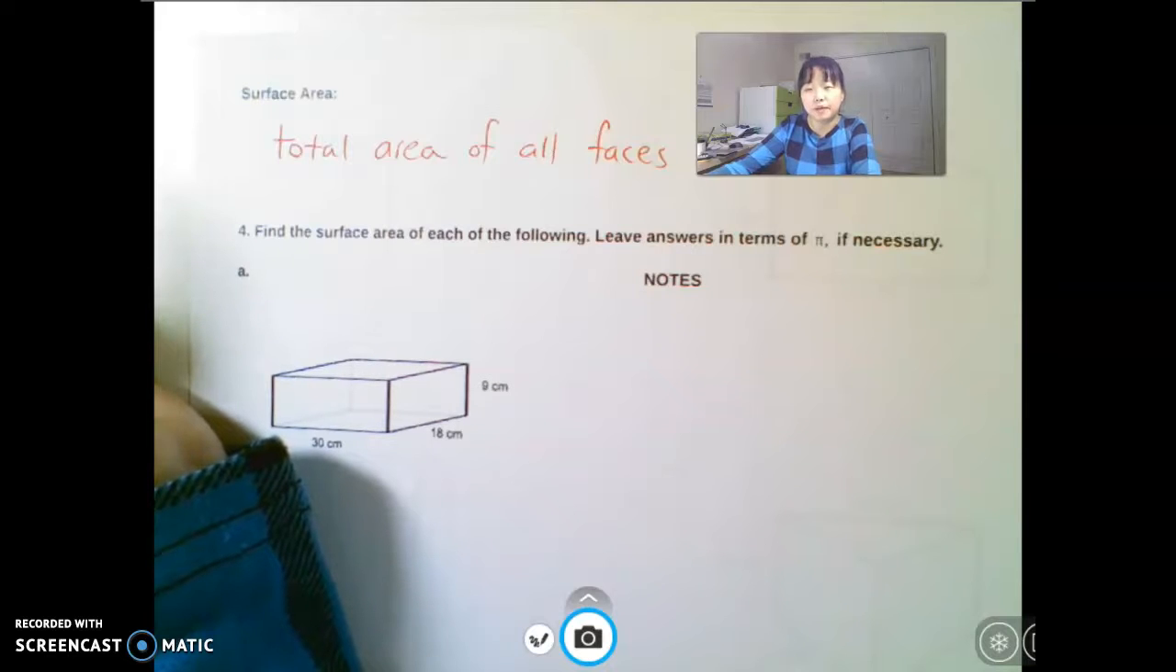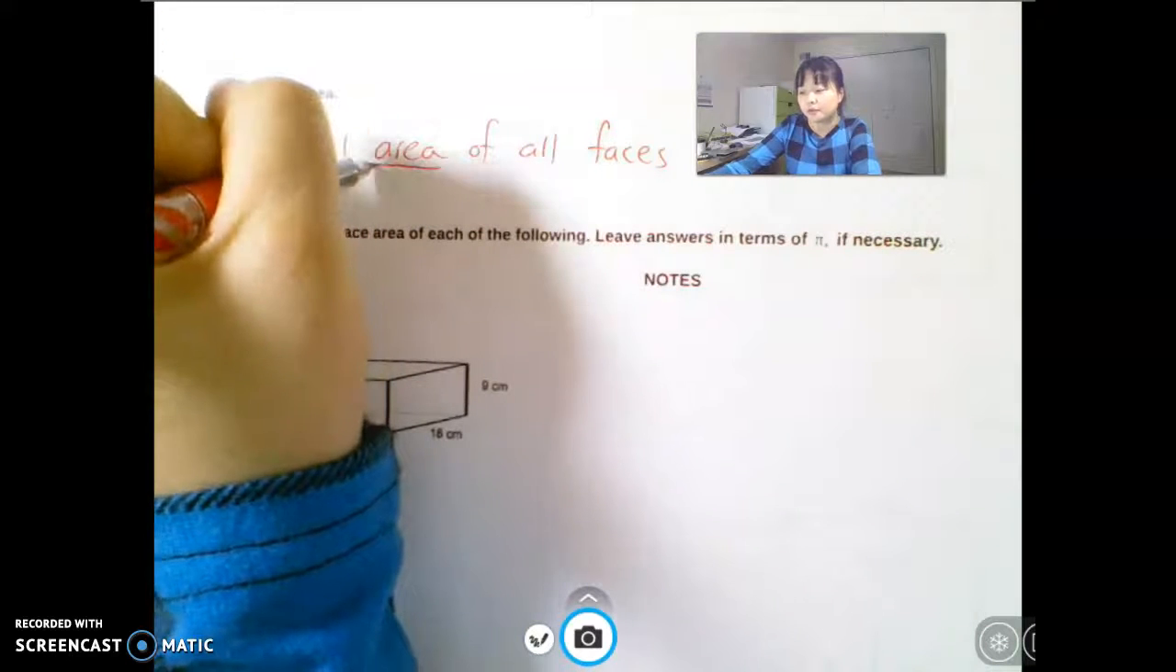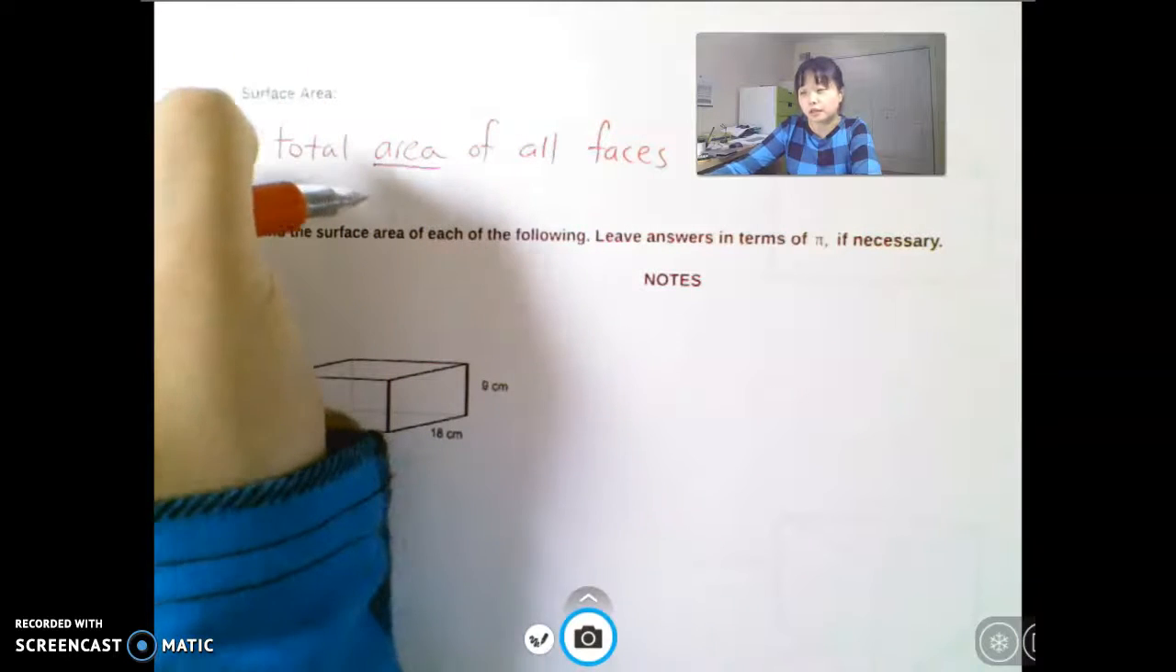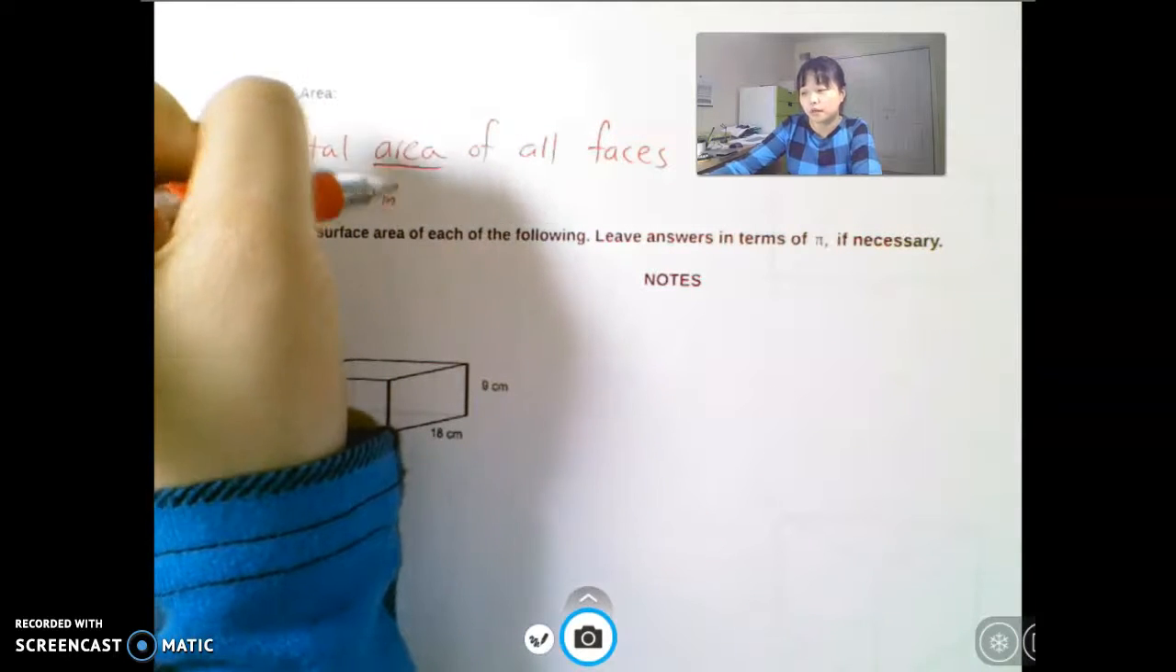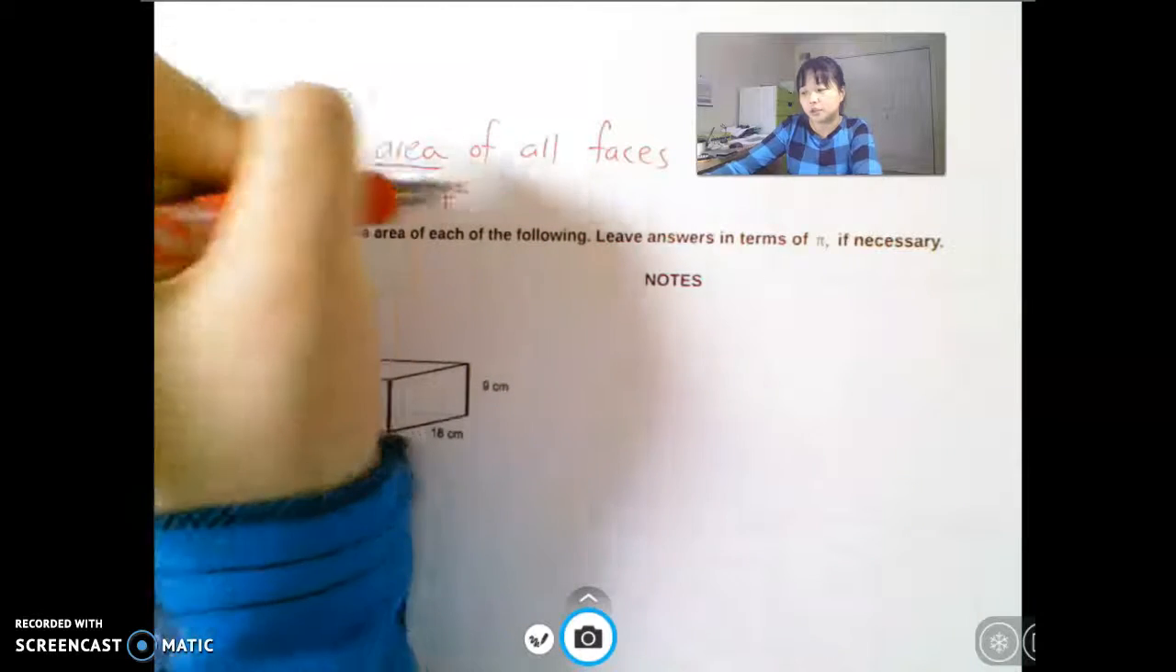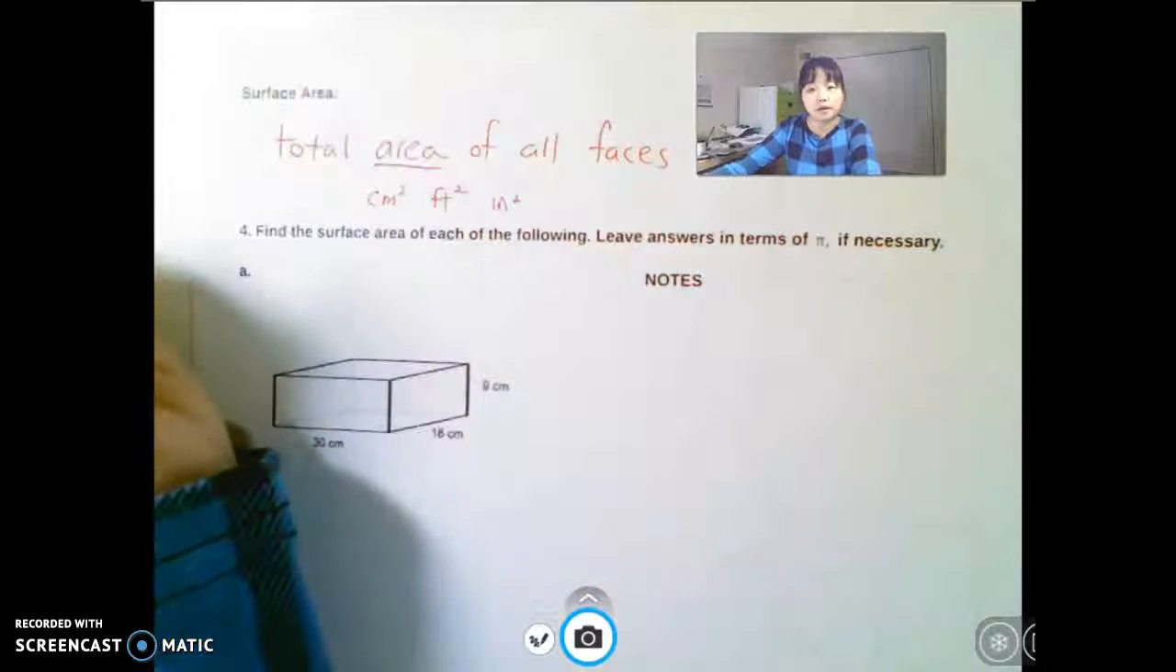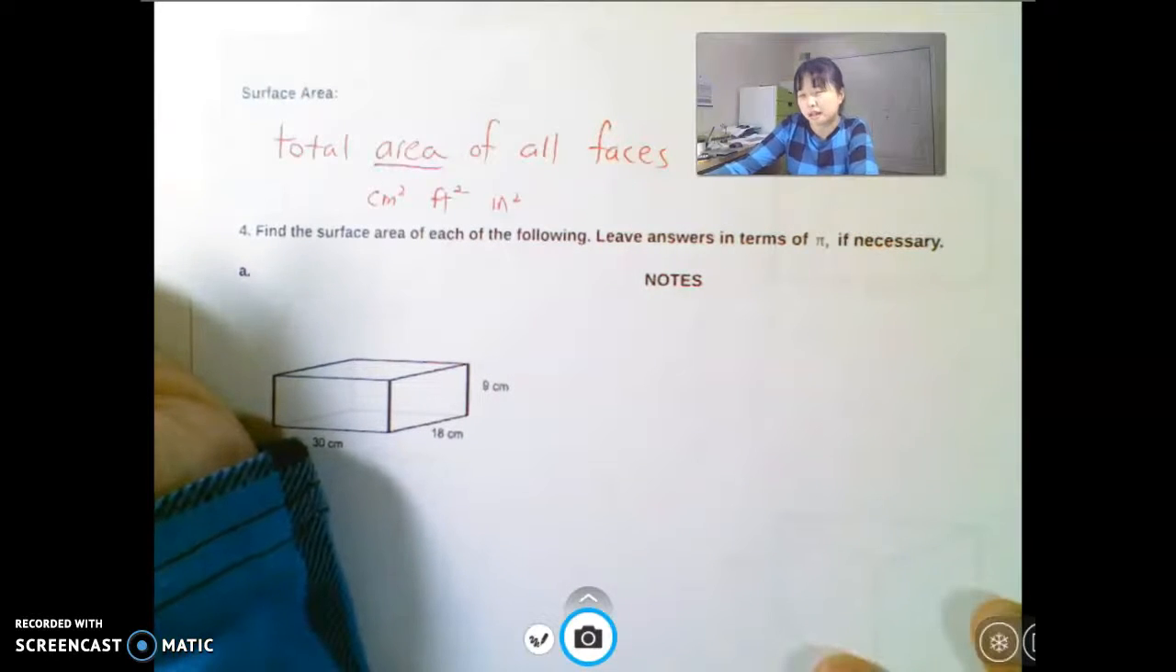So a couple of things to remember. Number one, please include units. And area for unit would be something square. Like it could be a centimeter squared, feet squared, inch squared, yard squared, but area would be something square. Because think base times height, like centimeter times centimeter would be centimeter square.